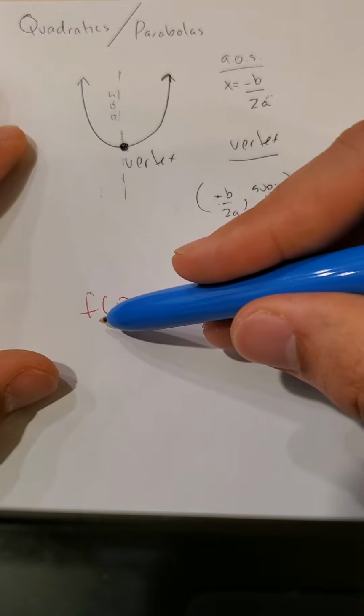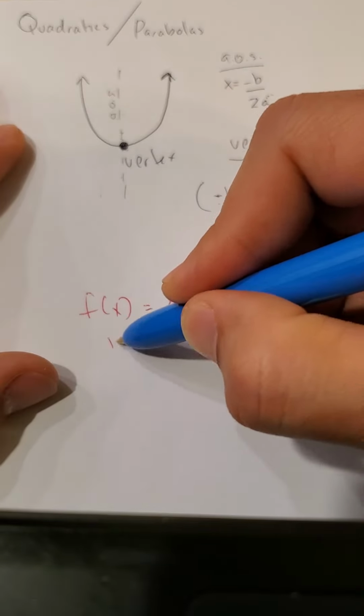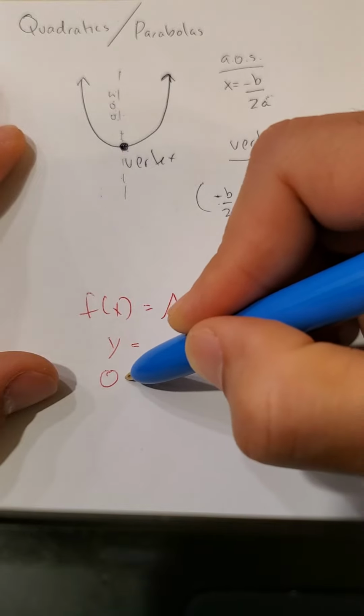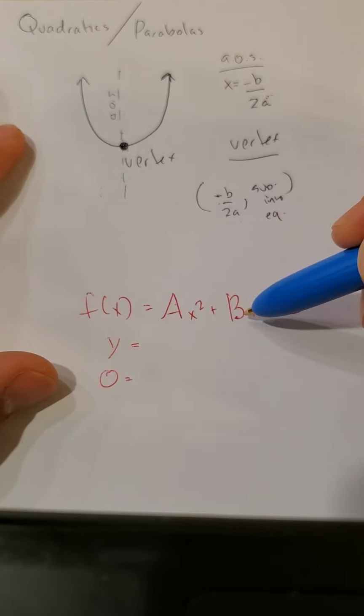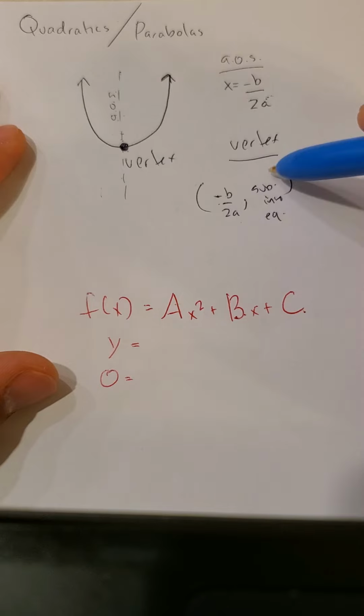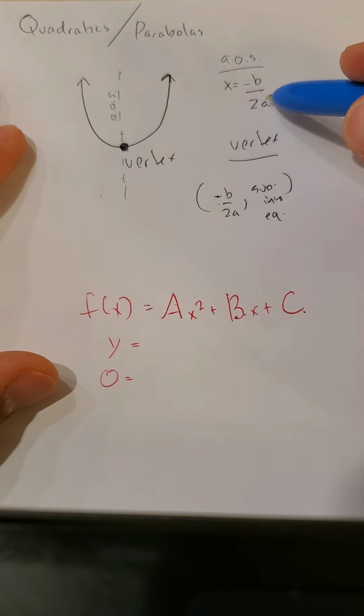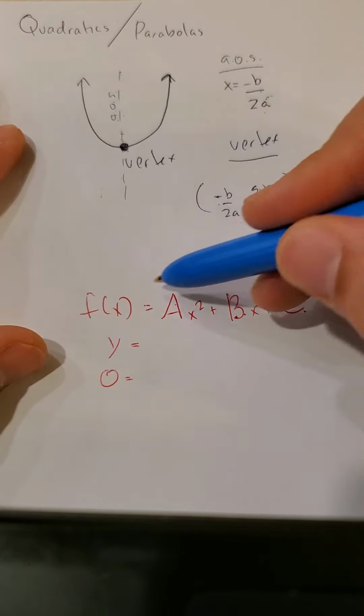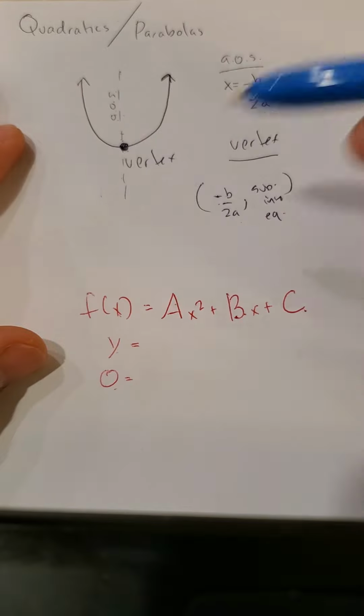Remember, f of x doesn't always have to be f of x. It could be y. It could be 0. They're all kind of interchangeable. But that's your a, your b, and your c. You plug them in, you get your axis of symmetry. Once you get your axis of symmetry, you plug that in to get your y. Okay?